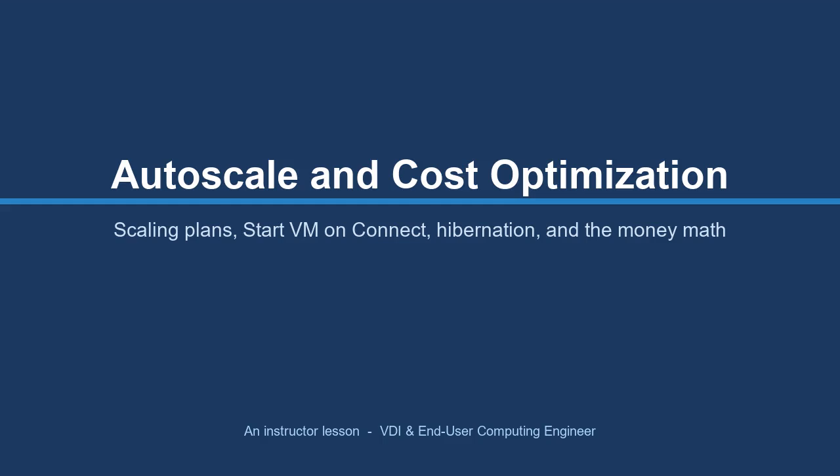Session host compute is usually the largest recurring cost in an AVD deployment, and it's also the cost you control the most. This lesson covers autoscale scaling plans, start VM on connect, hibernation for personal host pools, drain mode, right sizing, and how reserved instances or savings plans combine with all of it into a real cost per user model.